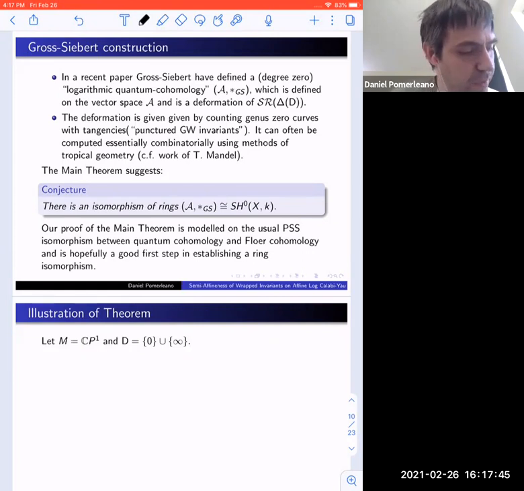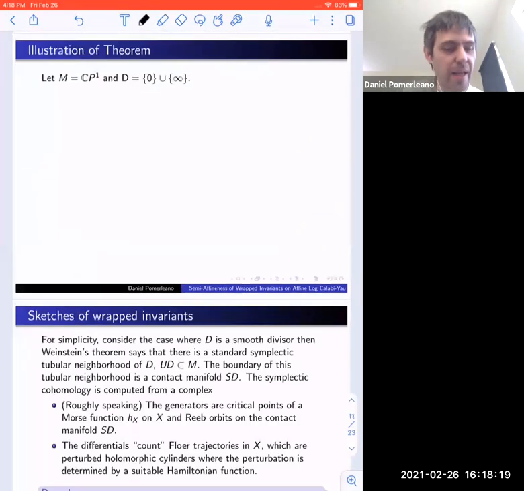The way that I've set this up, it's modeled on the usual isomorphism between quantum cohomology and Floer homology. So it's hopefully a reasonable step in establishing this. You just need to check that the map that I set up will be a ring homomorphism, and I think maybe Berendt and Tim Perutz have done this, or are in progress, or have made progress towards this. But I can only do the things on the additive level.